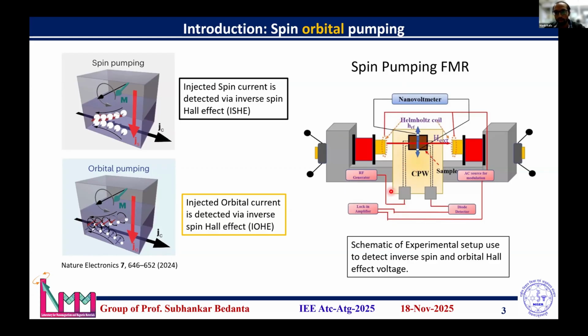So we are going to use the spin pumping FMR experiment in this talk. I will show mainly the spin pumping FMR experimental results. These are the experimental techniques we are using, the CPW and so on, where we use the nanovoltmeter to detect the signal.